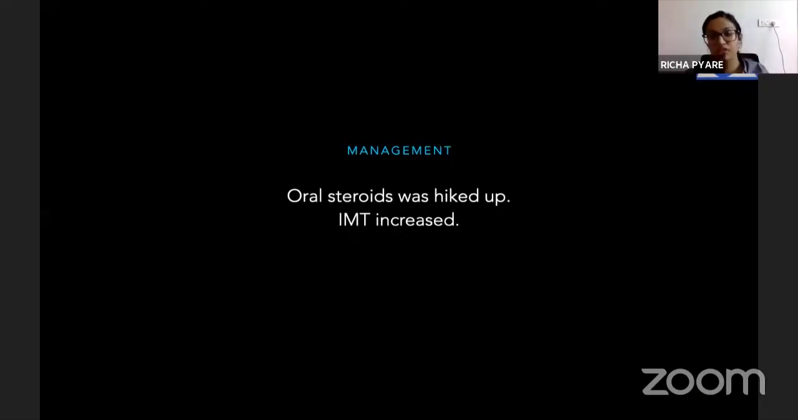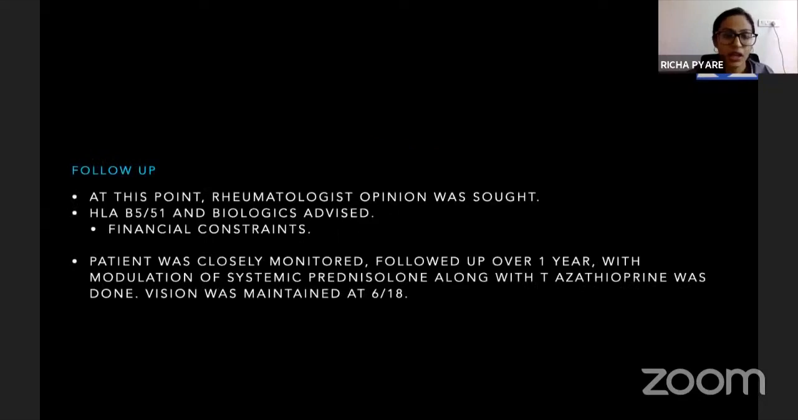Following this treatment, the inflammation decreased again. The patient gained some vision. He was asked to follow up monthly after this. At this point, a rheumatologist's opinion was also sought. HLA B51 was advised, biologics were advised. However, the patient had financial constraints and could not comply with this. The patient was then closely monitored.